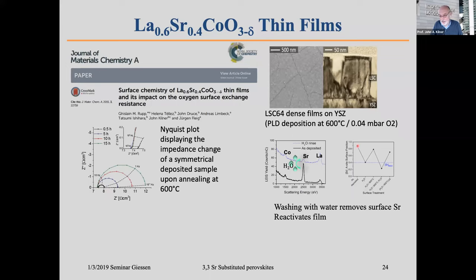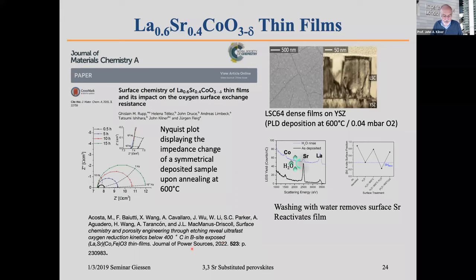And this was repeatable. You could anneal, wash off, anneal, wash off, anneal, wash off. So even though you're removing the strontium, you can't get rid of it. It will come out again and again. I think it's these grain boundaries that are important for the transport of oxygen to the surface. And quite recently, in fact, published in March in J Power Sources, Judith Driscoll's group showed that if they etch LSCF surfaces with acetic acid, again, they remove the strontium and they get a high activity.